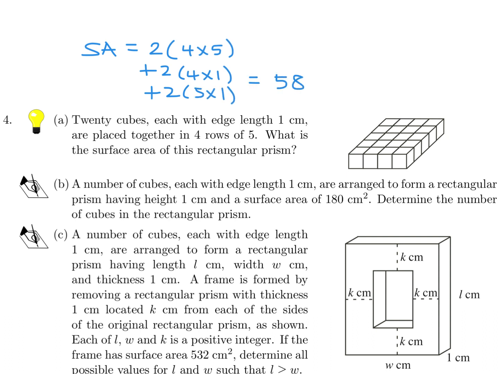So 2 times the top plus the bottom, 2 times the sides here, that side and this side that you can't see, 2 times the front and the back. So this is the top and bottom. I believe 4 times 1 would be the front and the back, and then 5 times 1 is the sides.